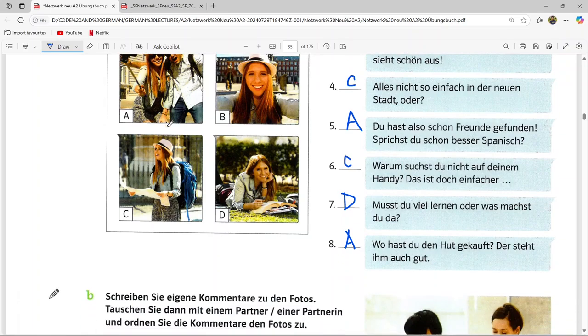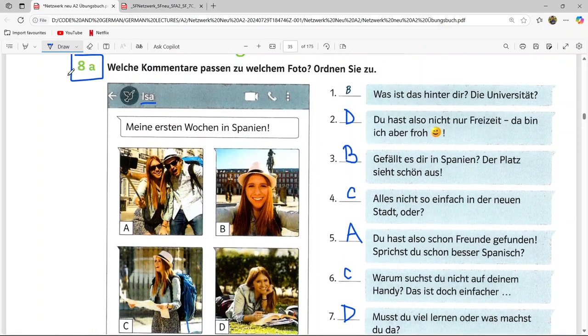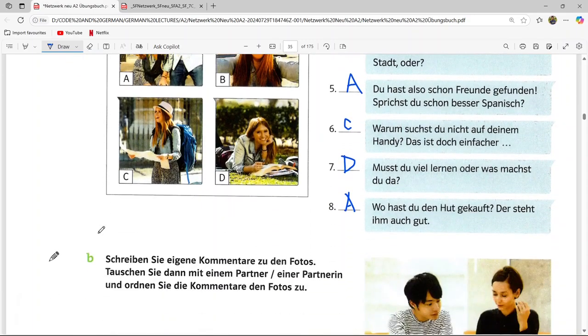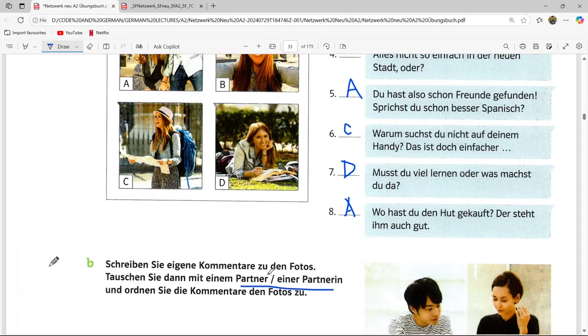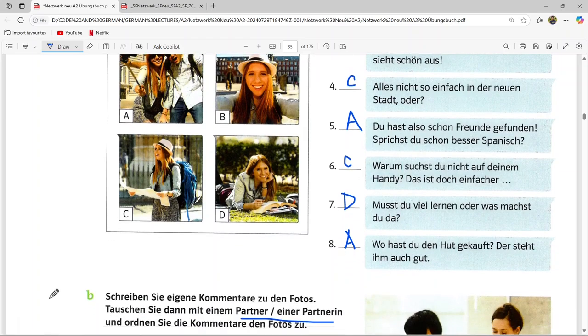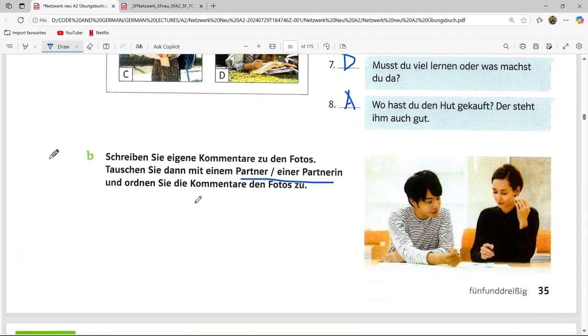Okay, so in this way this task is done. We go down, solve the next. Schreiben Sie einige Kommentare zu den Fotos. Okay, so take your partner and partnerin and try to make comments like this with the photos. I think this one you can do it by yourself. I will not do it. I will just move on to the next task.